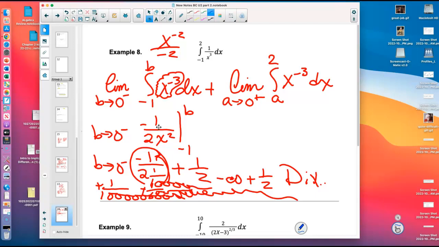I tried to start 15 last night, and I got like 3 steps in. Yeah, don't do that yet. I'm going to do that one tomorrow. It's actually a fun one. So tomorrow when you come in, we'll do 15 together. Then I'm going to put you in groups of 4, and you're going to do a Delta Math together on improper integrals.